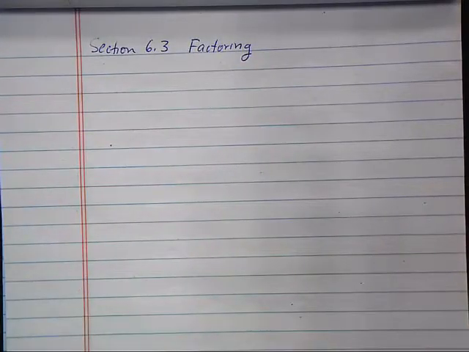All right, the last thing we did, we covered section 6.1 and 6.2. Section 6.1 was adding and subtracting polynomials. Section 6.2 was multiplying polynomials. Today we're going to do the opposite. What's the opposite of multiplying polynomials? What's the opposite of multiplying called? Not division. Factoring. The opposite of multiplying polynomials is called factoring polynomials.